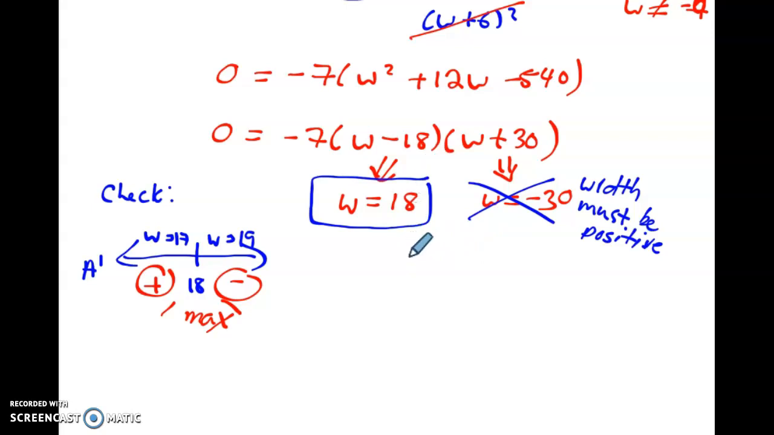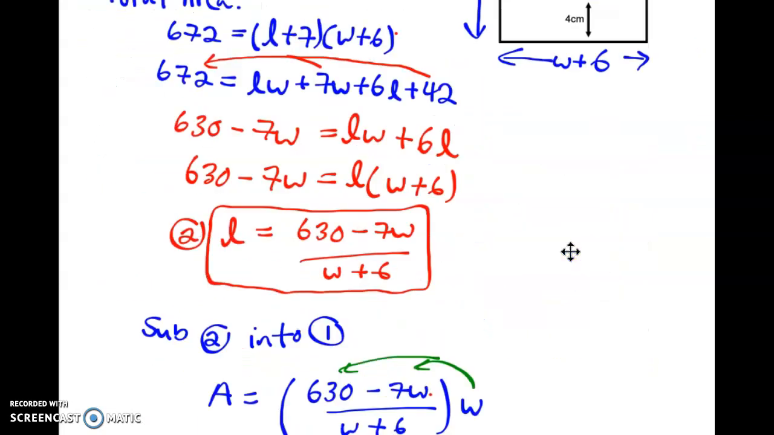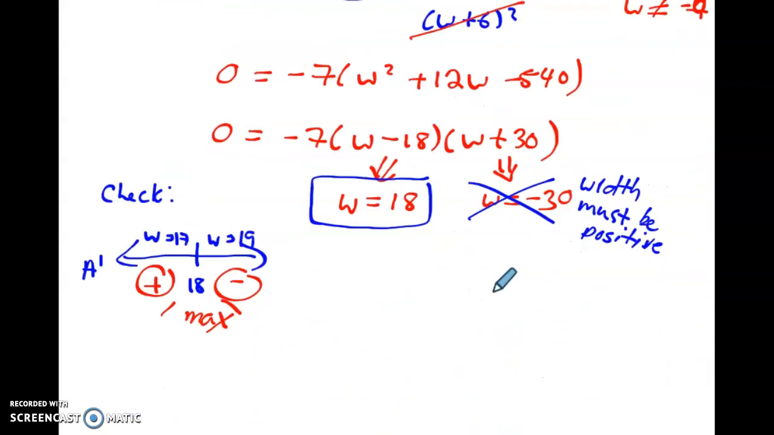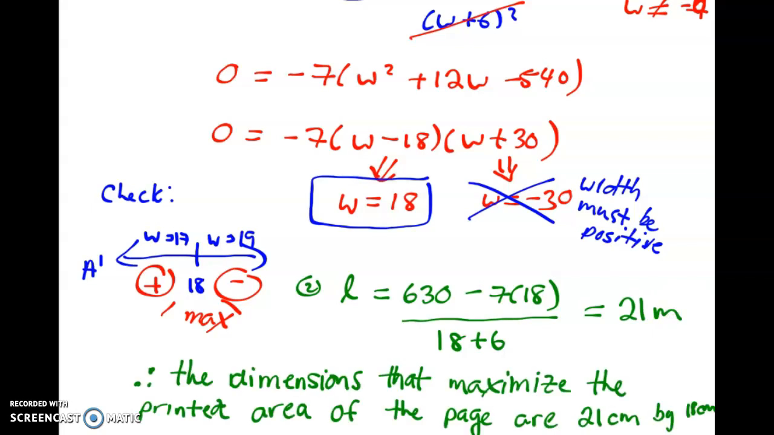Okay. And if we go back up to the question, it's asking us to find the dimensions of the printed area, so we need both the length and the width. So far we've only found the width. So now we're going to have to use that second equation to find the length. So it's 630 minus 7 times 18 all over 18 plus 6, which would give us a length of 21 centimeters. So therefore the dimensions that maximize the printed area of the page are 21 centimeters by 18 centimeters.